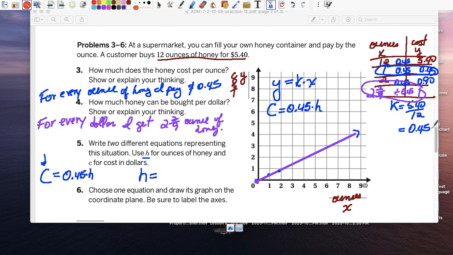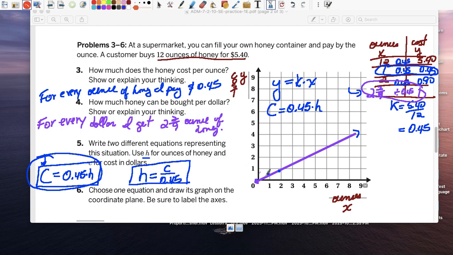Well, remember, if I went backwards to find the amount of honey, what do we do here? So let's look at this line. I took the dollar, which in this case is the cost, and I divided that by 0.45. So here are my two equations. One helps you find the cost, and the other one helps you find how much honey you take. To choose one of the equations, obviously we chose this one, and we graphed it.